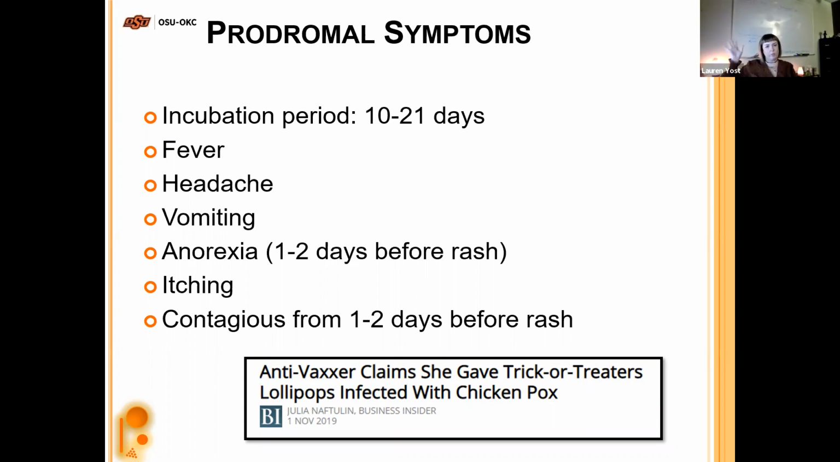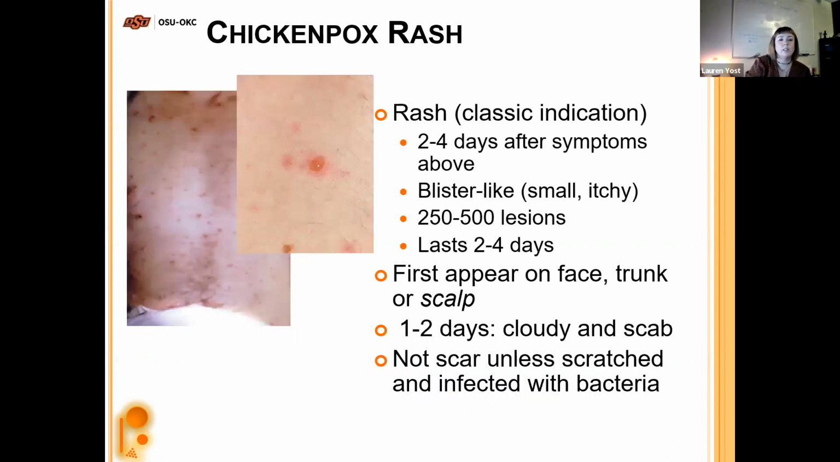And then we just have a mention below of an anti-vaxxer that claimed to have given out lollipops that were treated with chicken pox to give it to the trick-or-treaters. I don't know why. I didn't read the article. I don't know if she was trying to spread it to give immunity that way, which is the same thing as vaccinating, or if she was trying to prove something. It's gross, whatever it is.